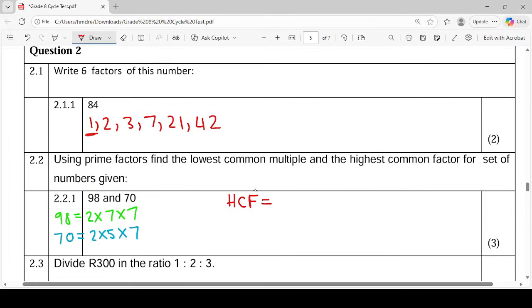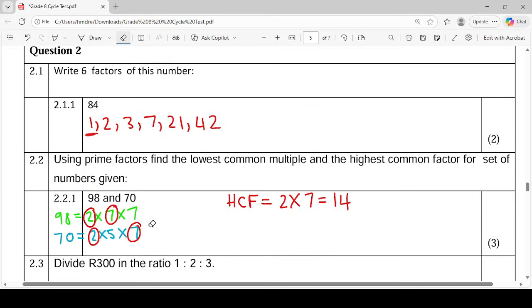what we do is we look at what are factors that are common to both numbers. So we have 2 in both of them, and we have 7 in both of them. So the highest common factor is 2 times 7, which is 14.